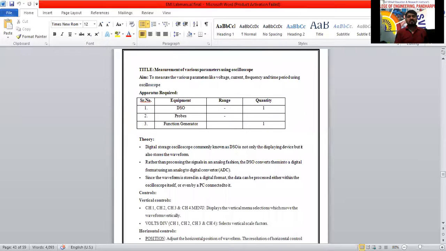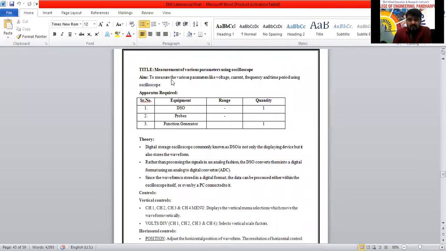So the last experiment, experiment number 8, we are going to discuss. It is a very easy experiment, and we have already done the practical on this also: measurement of various parameters using oscilloscope. It actually comes under the 8th unit, so the theory part of the oscilloscope, no need to worry about that. Don't consider that.